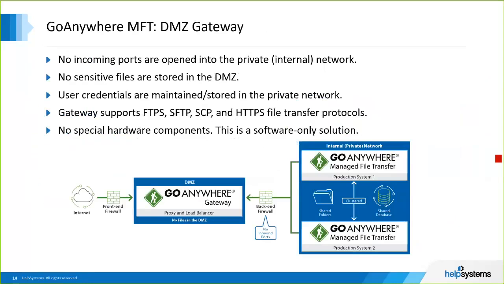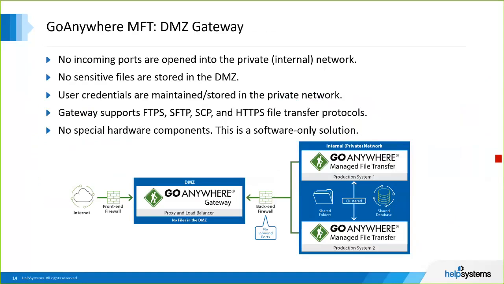So when you have connections coming in, they can hit the gateway first. Users might think they're connecting directly to you. Let's say you're a secure FTP server, but really they're connecting to port 22 through your gateway. That gateway is then going to take that traffic and proxy it using the proprietary control channel up into GoAnywhere.